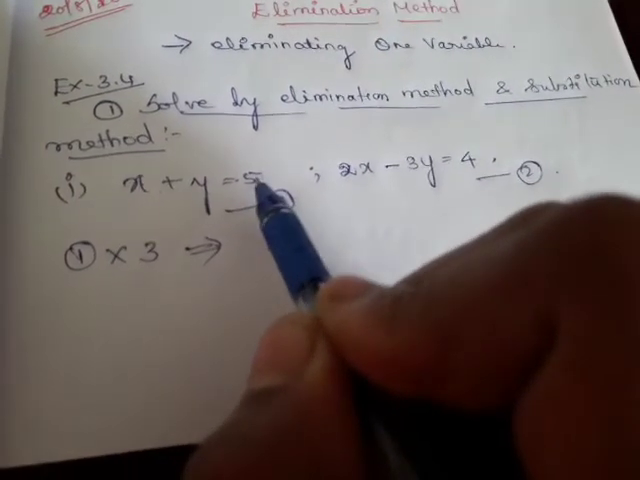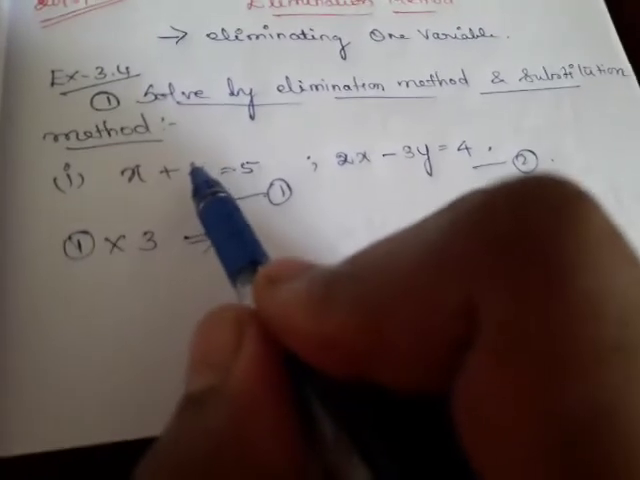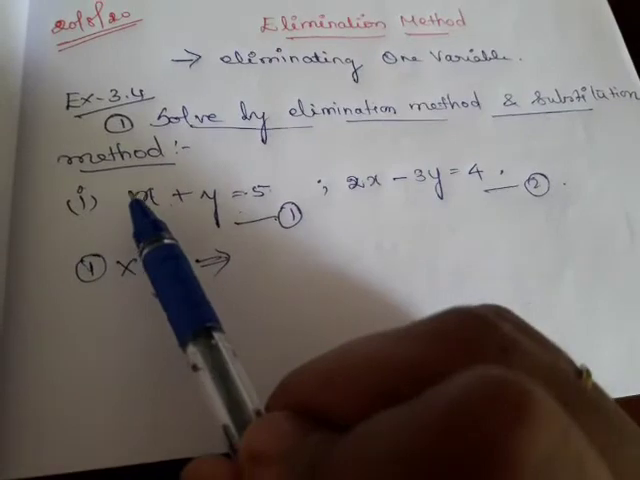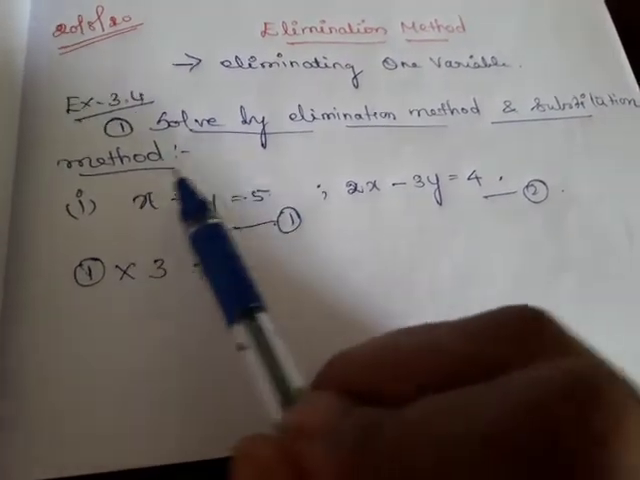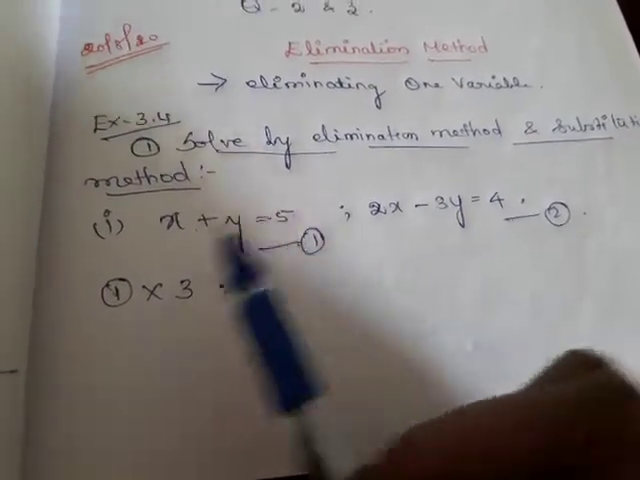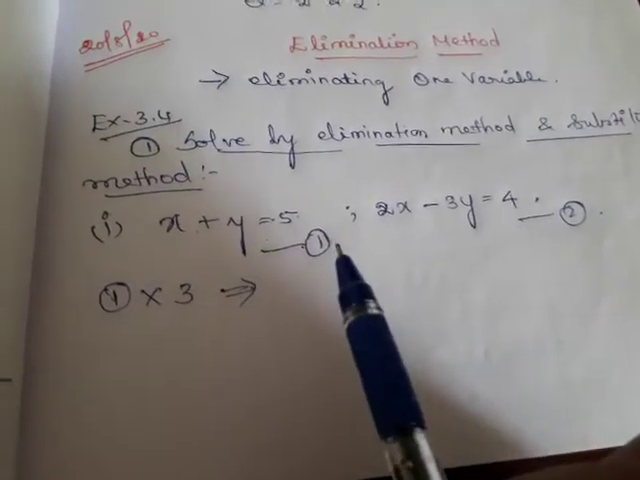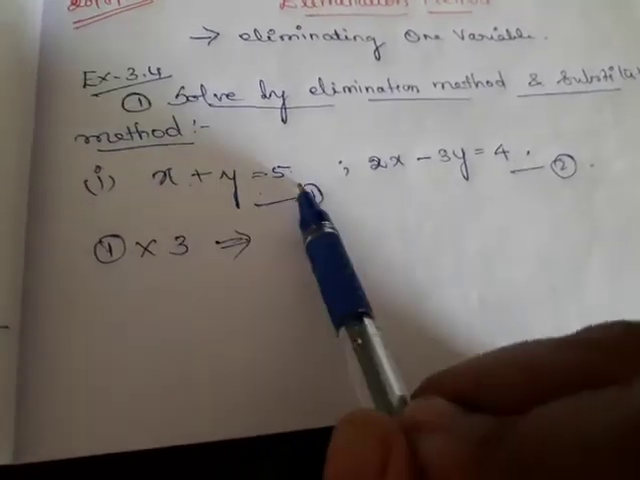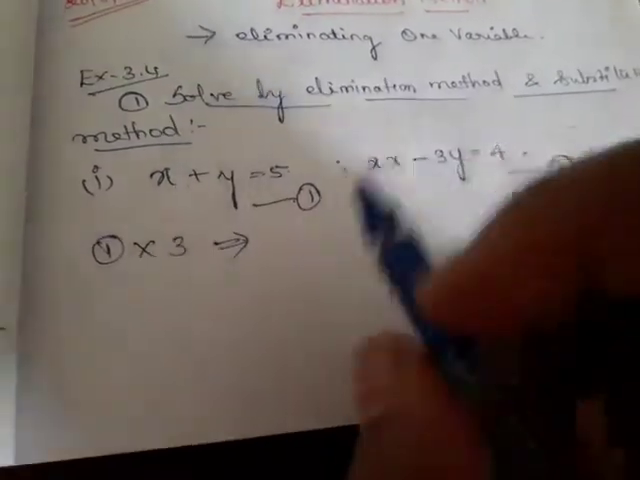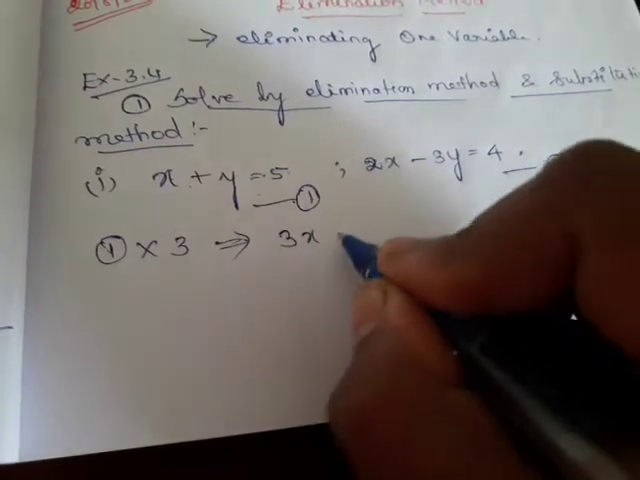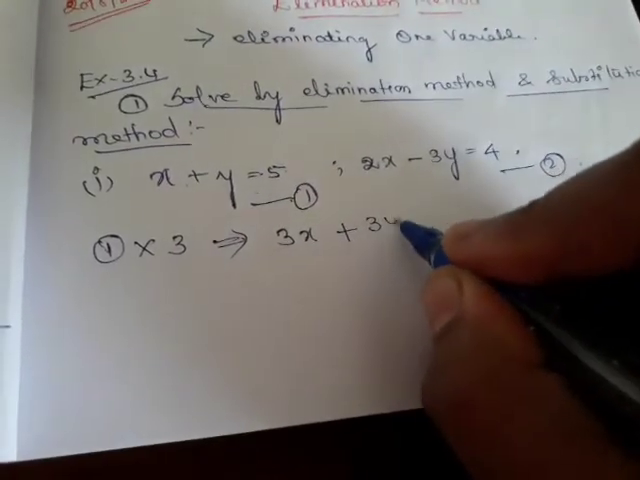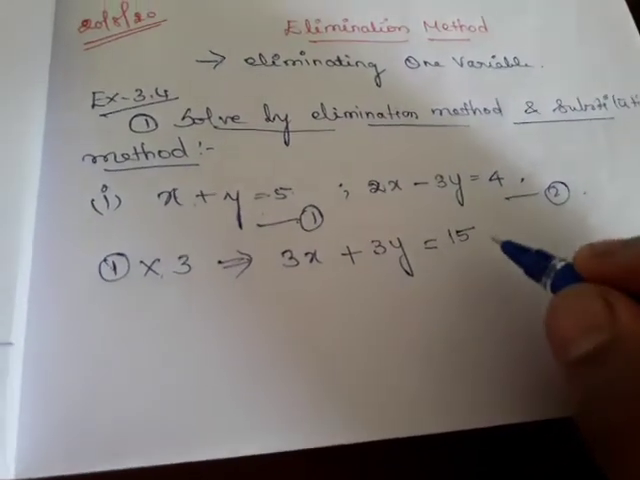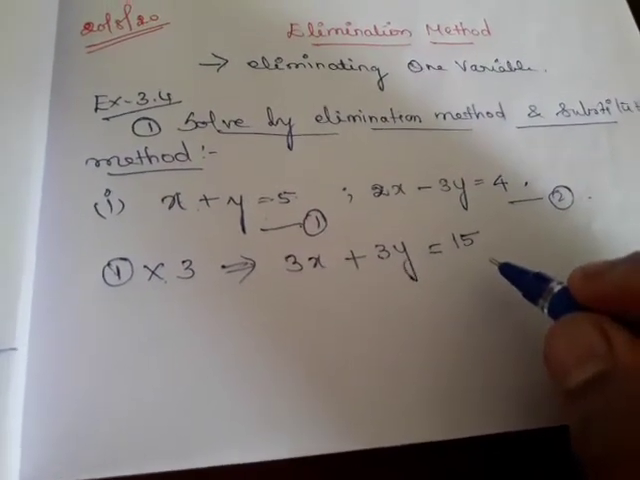But you don't have any right to multiply, add or subtract partially in the equation. Since it's an equation, whatever arithmetic operations you perform on the left-hand side, you have to do on the right-hand side too, so that the equation stays balanced and its value doesn't change, right? So I am going to multiply the entire equation by 3. 3 into x is 3x, plus 3 into y is 3y, equals 3 into 5, which is 15.